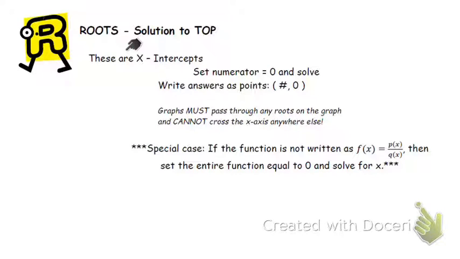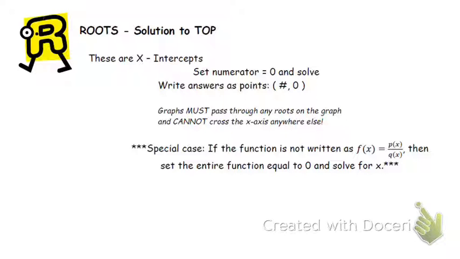So your x-intercepts, which are your roots, that comes from setting the numerator equal to 0 and solving it. And you're going to write that as a point. So remember, for an x-intercept, y is 0, so it's a number, 0. Now this is really, really important here. It says the graph must pass through any roots, and it cannot cross in any other place. So this is telling you where the graph crosses the x-axis, okay? And depending on if it's a quadratic, it could be 2 different places. If it's a linear, it could only be 1.